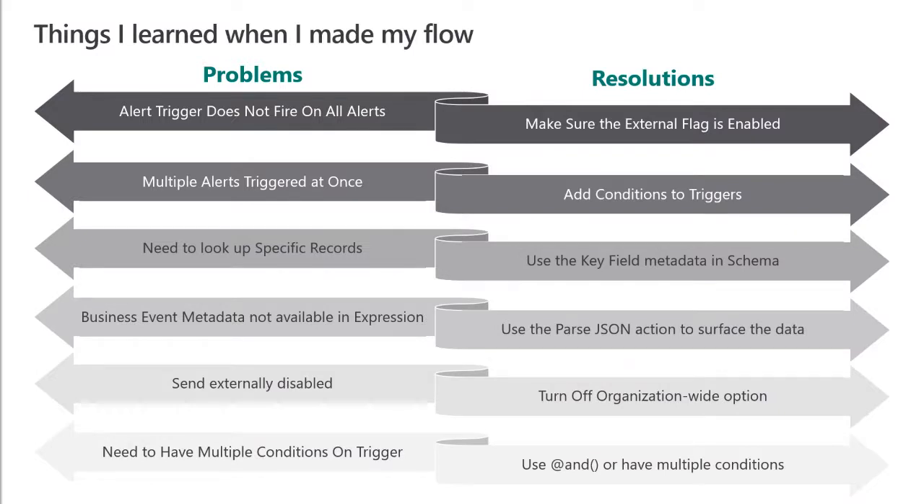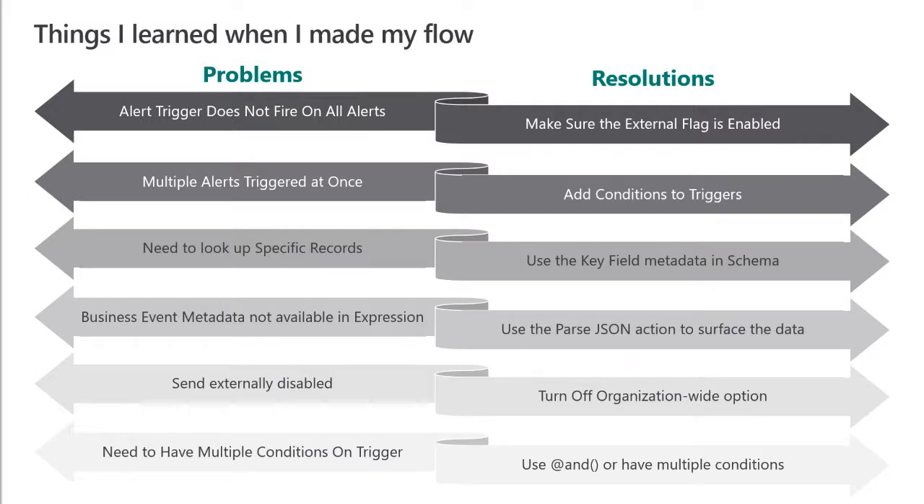Now, also I need to look up specific records, and previously, you didn't really get a lot of information from the payload that came through in the alert, but now we have the key fields, the table name, and a lot of information, even deep links inside the metadata for the schema for what's being passed through. So if you remember back, I used that parse JSON to find the key field, so I could go out and look up the record that I'm looking at.